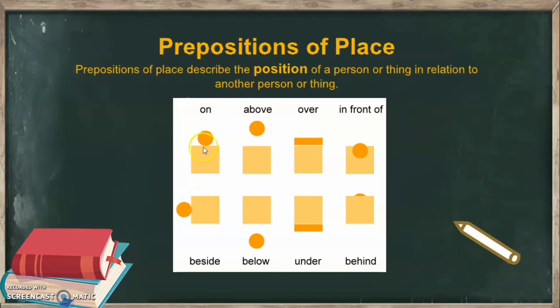So this is on. The item touches the other item here. Above, there's a space between. Over means on top of it. In front, beside, below, under, behind. These are opposites: above, below, over, under, in front of, and behind.